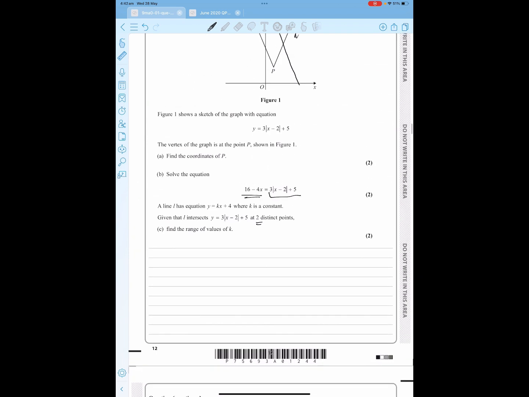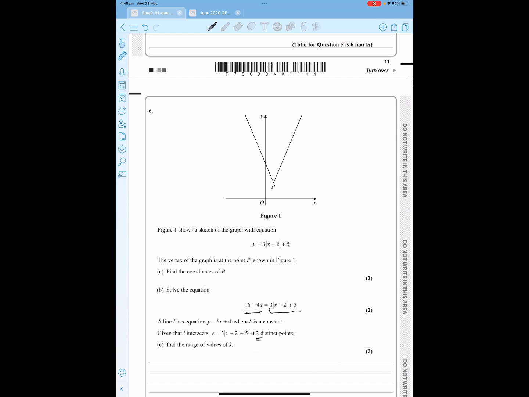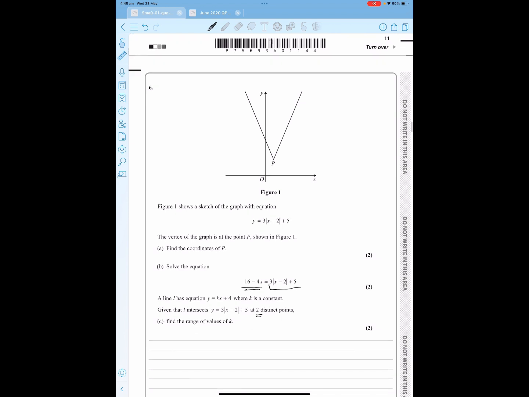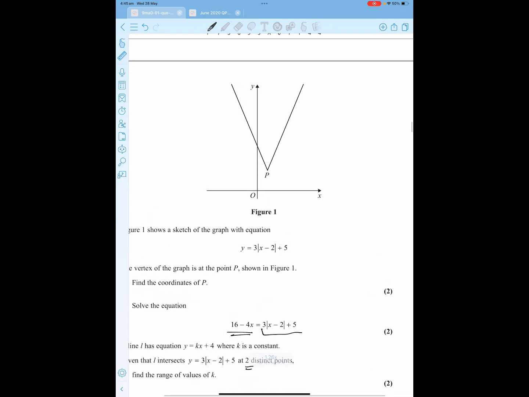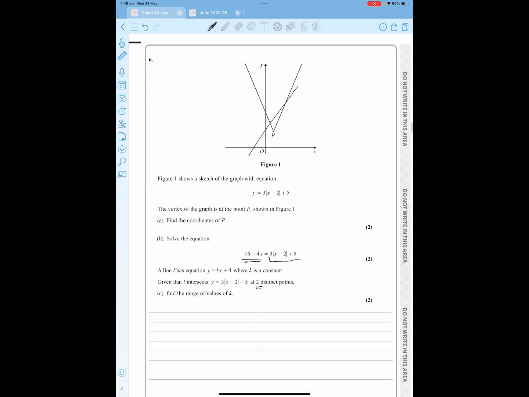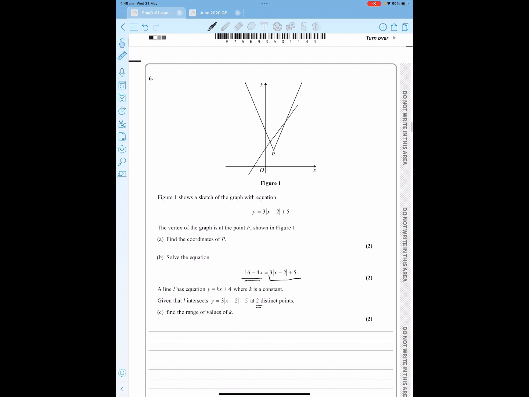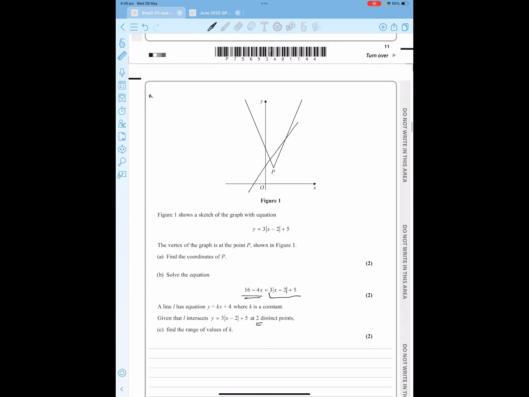That's part B. Okay, so a line has equation y is equals to kx plus 4, where k is a constant. Given that L intersects y is equals to 3 mod x minus 2 plus 5 at 2 distinct points, find the range of values of k. Okay, so there's some line which passes through 0, 4, and it intersects this modulus graph at 2 points. And we need to find the gradient of this line, or the range of values of the gradient. So what can we say?